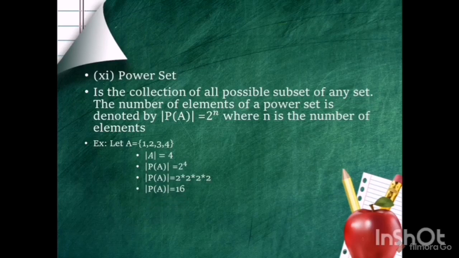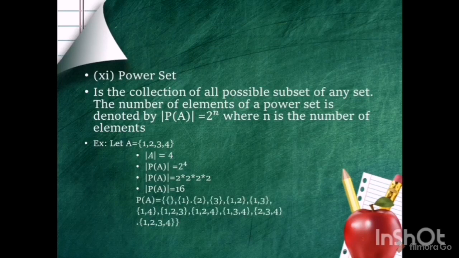Now, what are those 16 elements or the possible subsets? So, we have the null set, {1}, {2}, {3}, {1, 2}, {1, 3}, {1, 4}, {1, 2, 3}, {1, 2, 4}, {1, 3, 4}, {2, 3, 4}, and {1, 2, 3, 4}. So, count them all together. They are all 16 subsets.